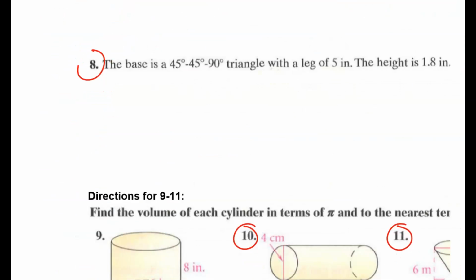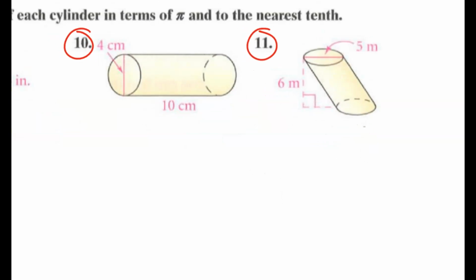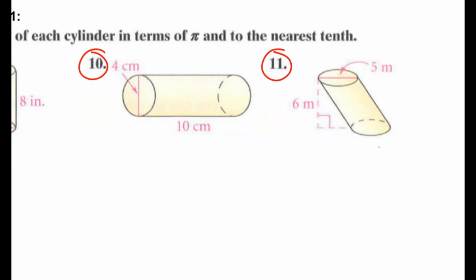Okay, now the next one I wanted to go over with you is number 11. This one says to go in terms of pi and also to the nearest tenth. With this one, my friends, you need to understand they gave you the diameter is 5 meters, so your radius is going to be 5 over 2, so that kind of changes things.